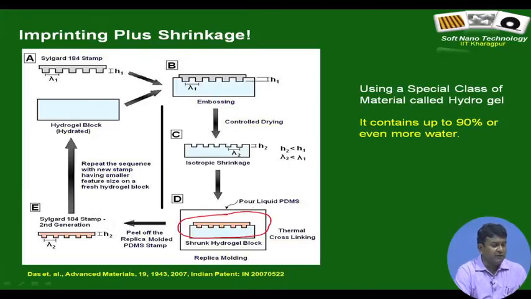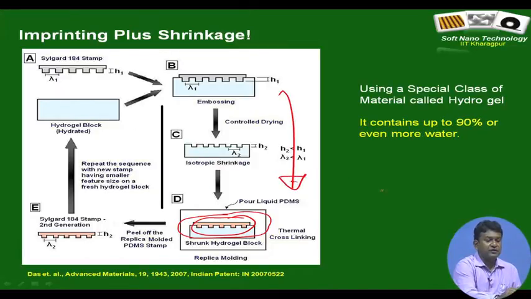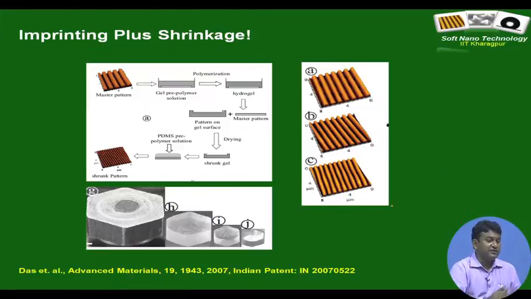So, what have you done? You have started off with a bigger stamp, and then you have allowed the gel to shrink, and now you have created a stamp with smaller features. Then you can take another block of hydrogel, which you can emboss with this second generation stamp, and run this shrinking process. So, it sort of operates in a loop, and you can achieve significant reduction.